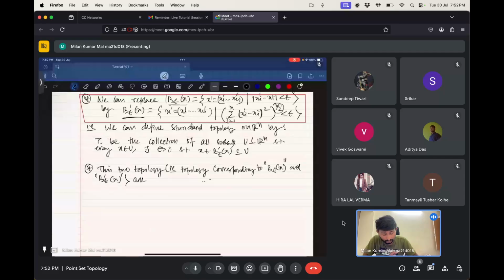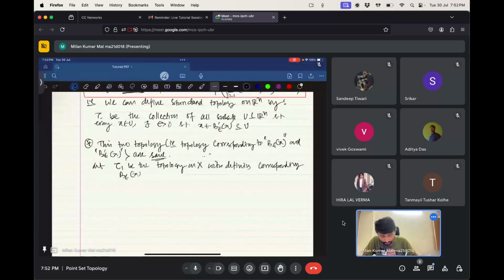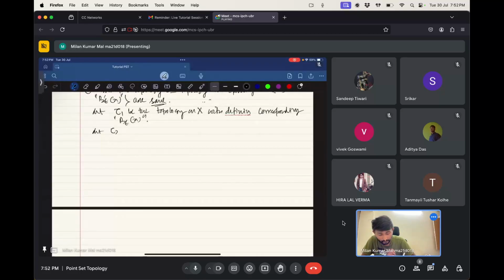Why? Let tau one be the topology on X with the definition corresponding to B epsilon x. This is the same one. And let tau two be the topology on X with the definition corresponding to B prime epsilon x. This is the true thing.